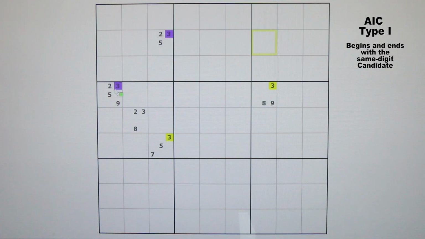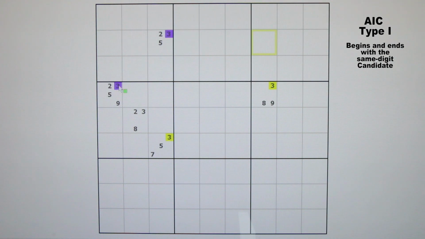Okay, here we have an AIC of 3 links. And we will use the format blue to yellow will be a strong link, and yellow to blue will denote a weak link. And we'll use that system for the rest of the tutorials throughout the course. So in column 3 here, we have a strong link from this top blue 3 to the yellow 3, because they are the only 2 3s in column 3. Imagine that there are other candidates in these cells, but I just want to isolate the point of what I'm trying to show you here. So there's a strong link because they're the only 2 3s.